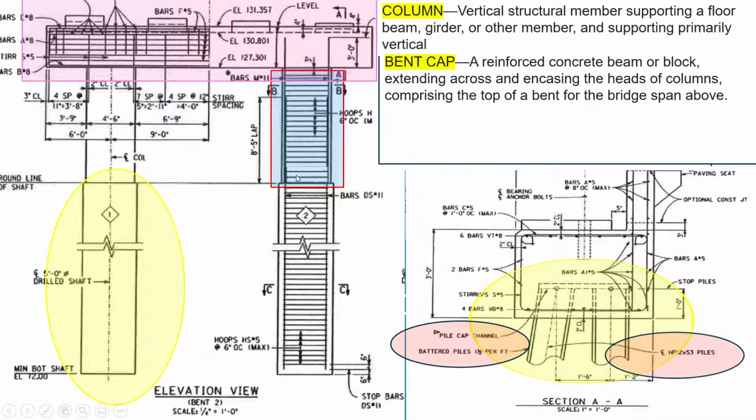So when you pour your drill shaft, you'll have splice rebar penetrating through the top of your drill shaft. When you pour your column, you'll have hooks penetrating out of your column that will be poured to integrate the cap into it. So you'll see that once you get into the details of your bent.